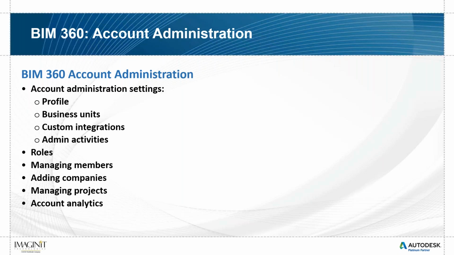Custom integrations with third-party applications. You can track admin activities, set up different membership or user roles within your account, manage your members, so add, remove, both internally and externally from your company. You can add additional companies that you might be collaborating with on different projects through the admin portal, manage your projects, and then look at different account analytics, which basically give you a snapshot of how your licenses are being utilized or how many people are using the licenses that you have available, which I'll show you in the demonstration here.